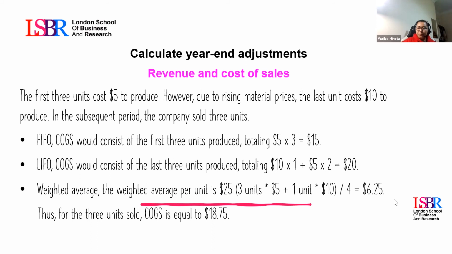So the cost per unit of the material is 6.25, and we need to update that cost when we produce another unit. So in this method, the cost is moving constantly. If we have the cost per unit, we need to multiply by the 3 units that we sold, and this is 19.75.